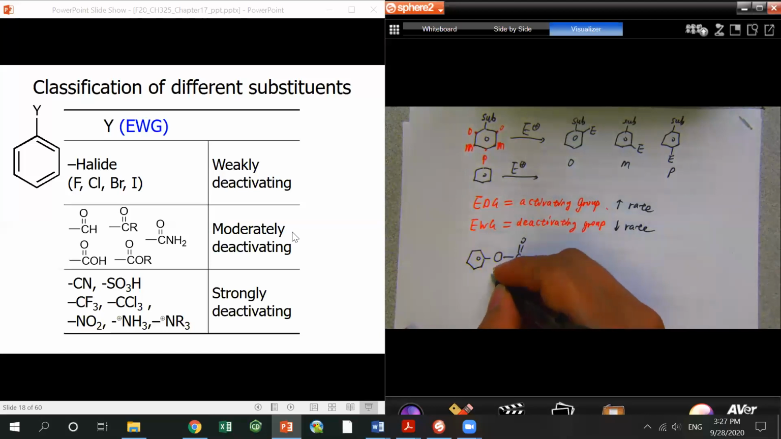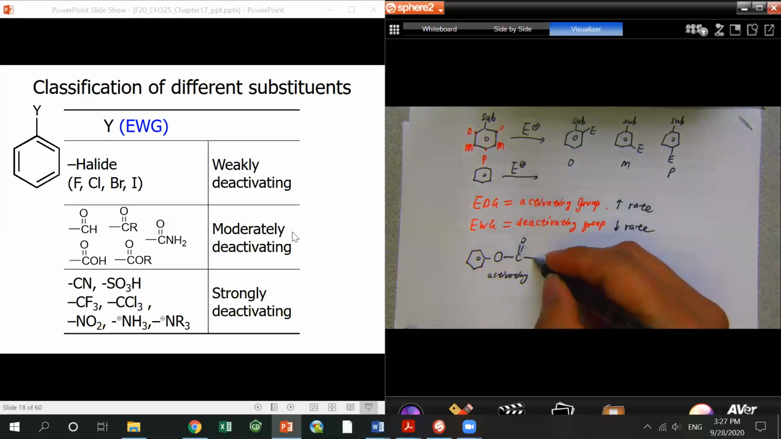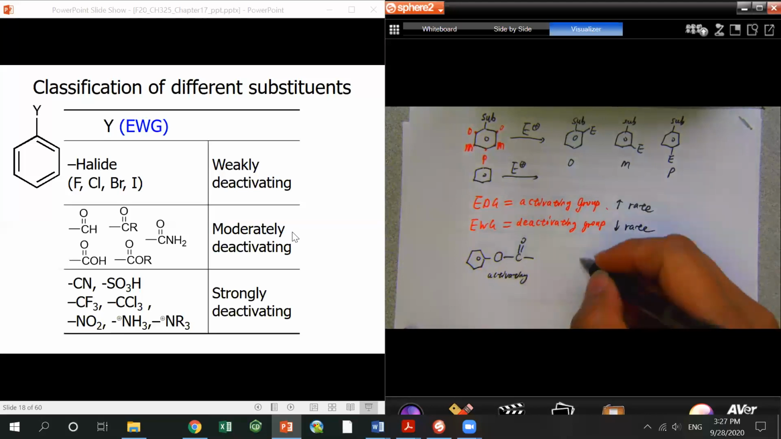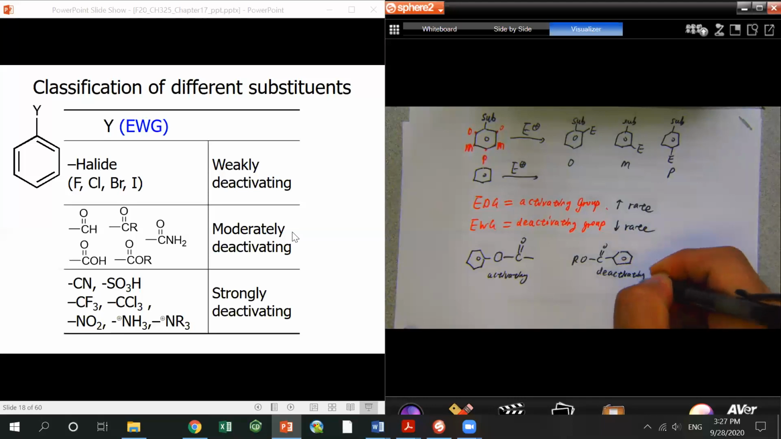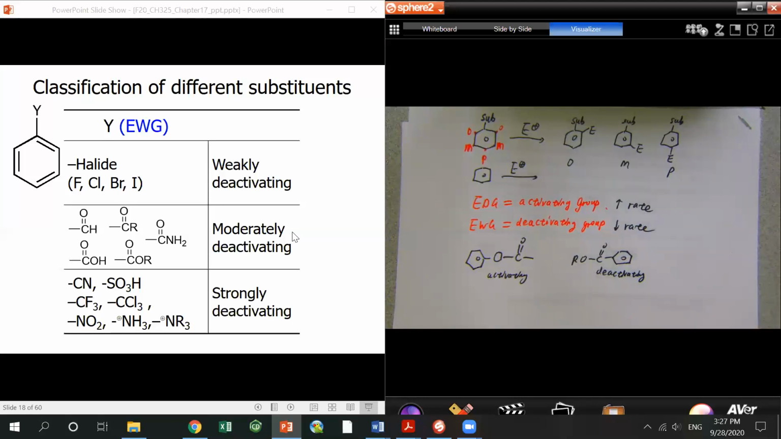that will be an activating group. But if the carbonyl end connects to the benzene, then that will be a deactivating group. So you need to be careful. A lot of students make a mistake and just think of one answer, either activating or only deactivating. You have to look at which end. A similar thing applies to amide.